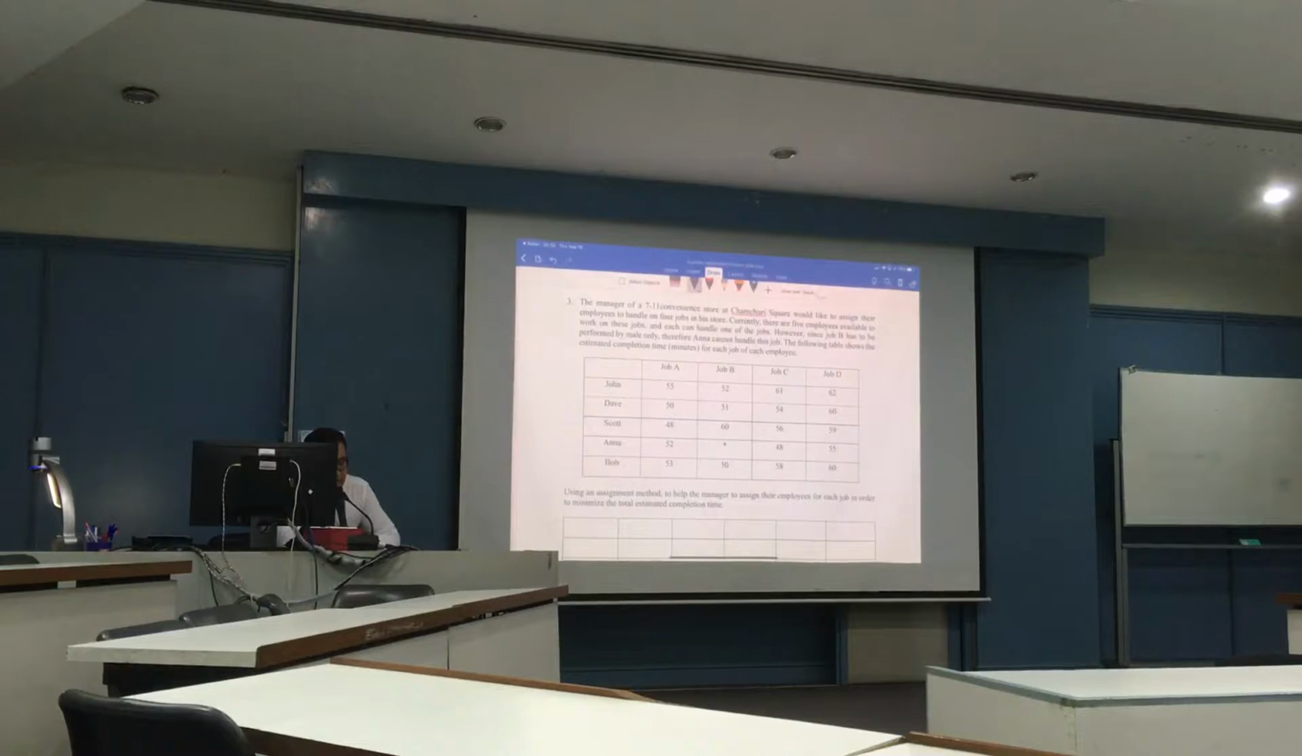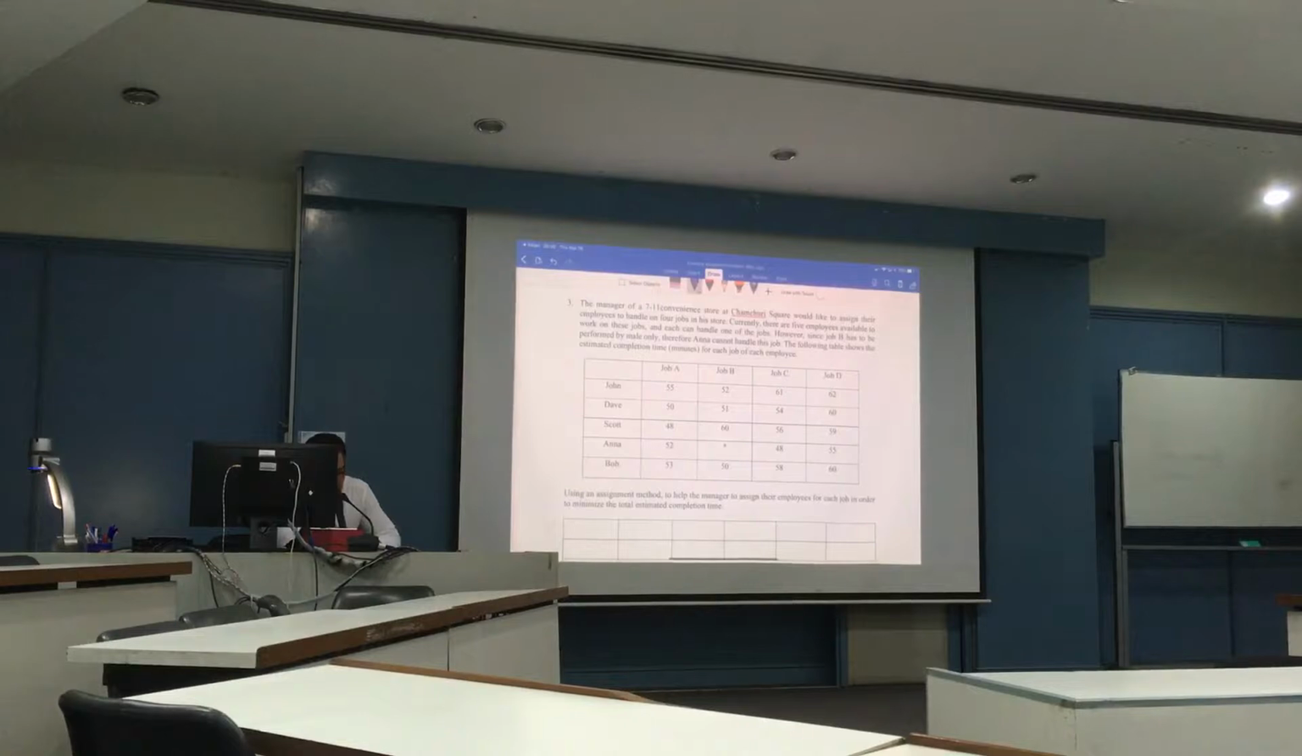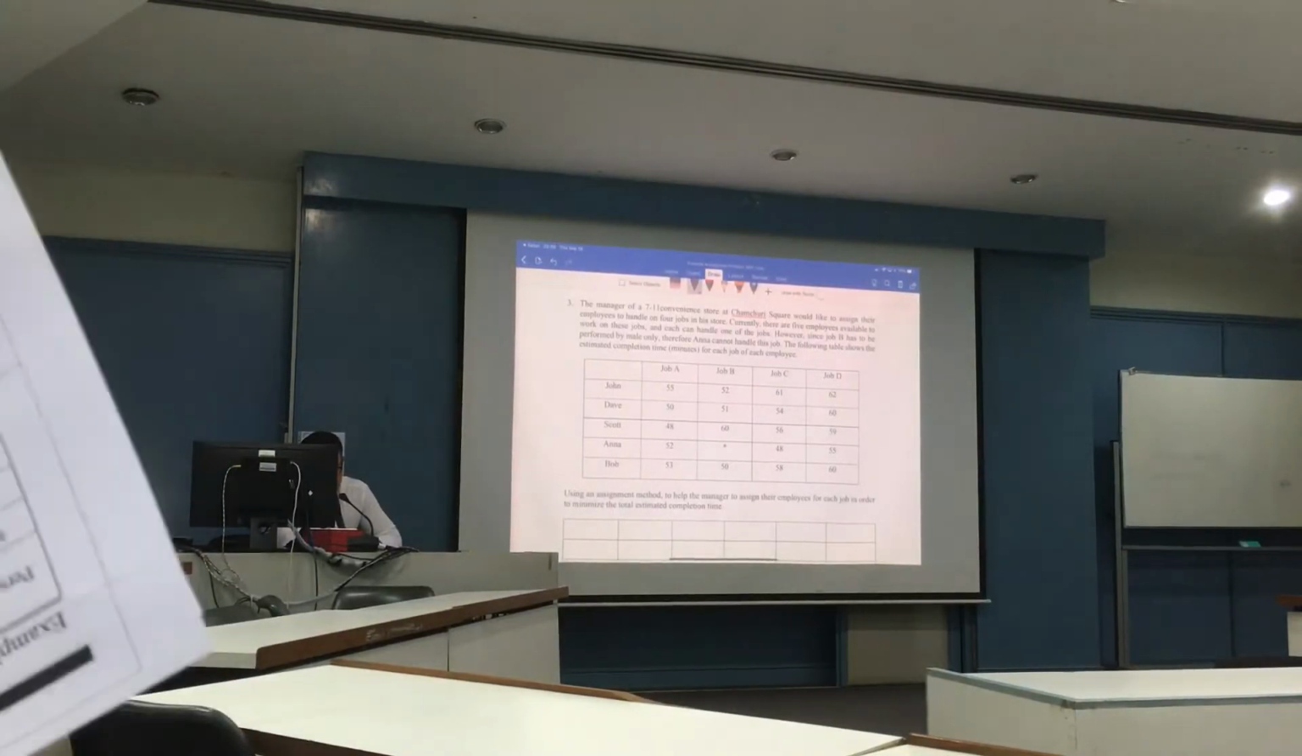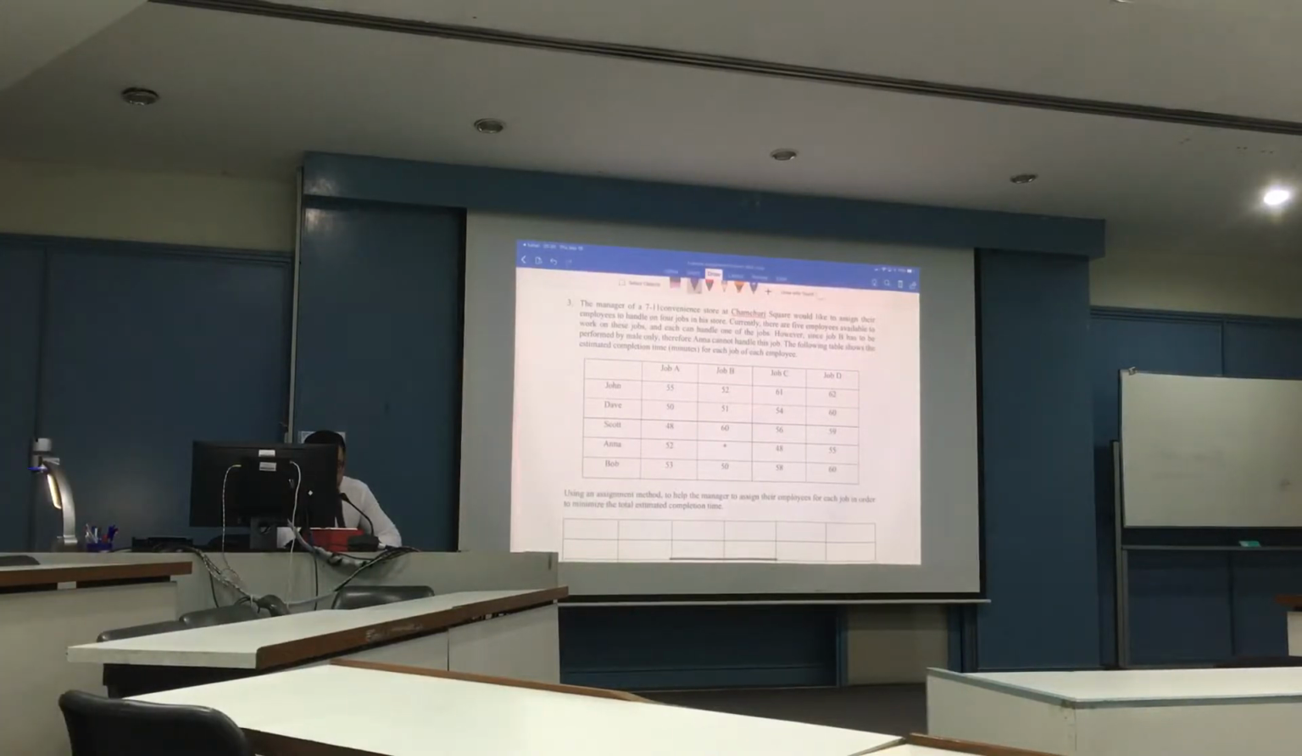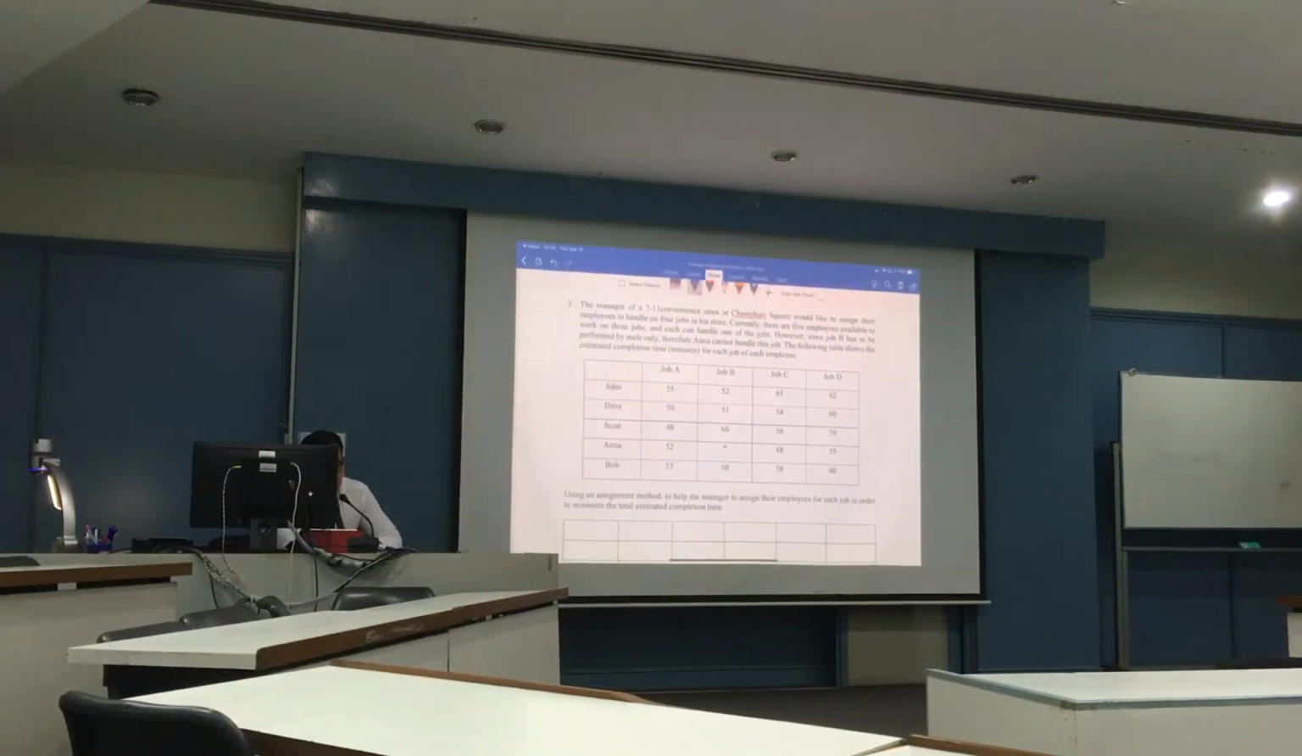For this example, the last one for us, the manager of 7-Eleven at Jamley Square wants employees to handle 4 jobs in his store. Currently they have 5 employees to work on the jobs, and each can handle one of the jobs. But job B has to be performed by male employees only. So it means that Anna cannot handle job B. The following table shows the estimated completion time in minutes for each job from each employee.